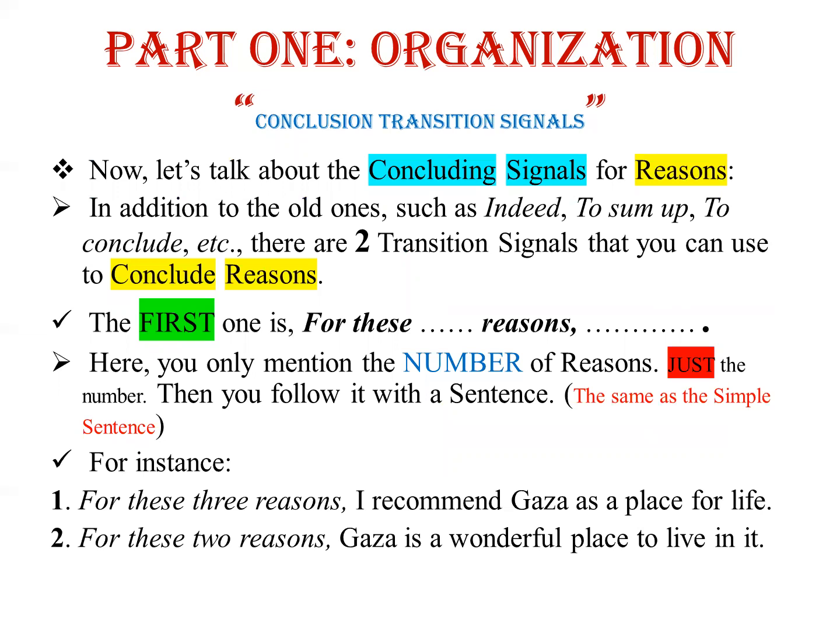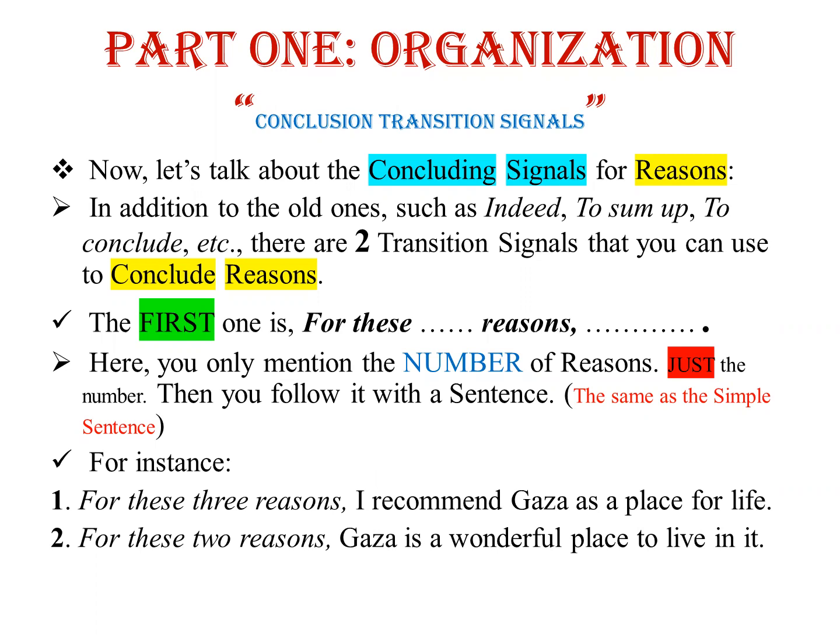Oh, I'm sorry. For these, you mention the number of reasons. Okay, this is the first one. So if there are 4 reasons, you say for these 4 reasons, I recommend this. This is the concluding signal, so you are actually writing the concluding sentence here. You only mention the number of reasons, just the number. Then you follow it with a simple sentence. For instance, for these 3 reasons, I recommend Gaza as a place for life. Or for these 2 reasons, Gaza is a wonderful place to live in.